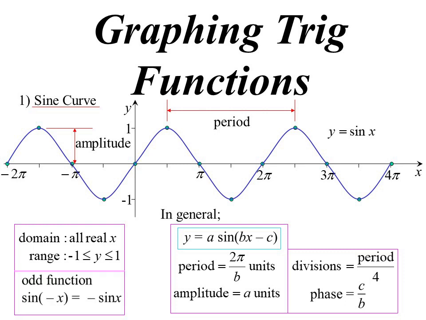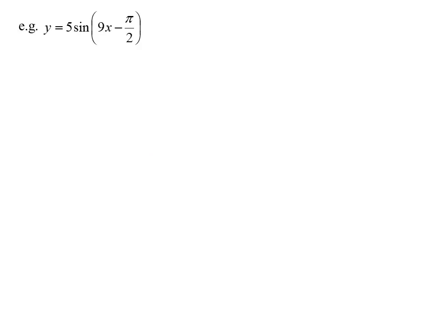Oh, it's also an odd function, that's very useful. So we know the sine of minus x is equal to the minus sine of x. That's a little feature that can be used when solving trig identities, all sorts of things we can use that for. Let's go crazy. We're going to draw y equals 5 times the sine of 9x minus pi on 2. How would I approach this?